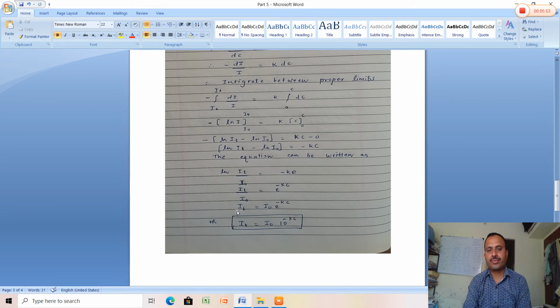So I0 is divided on the left hand side, and that can be multiplied on the right hand side. This equation can be written as IT is equal to I0 e raised to minus kC, or equal to I0 10 raised to minus kC. This is the exponential form, and the earlier one is the logarithmic form.